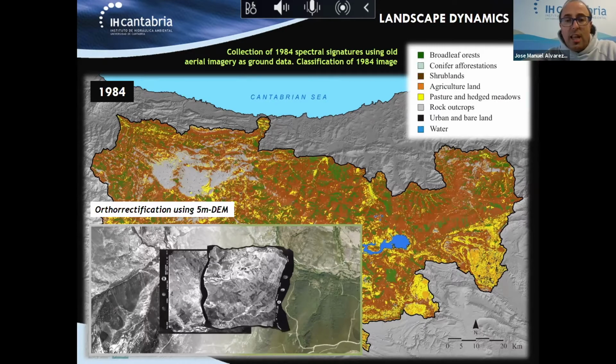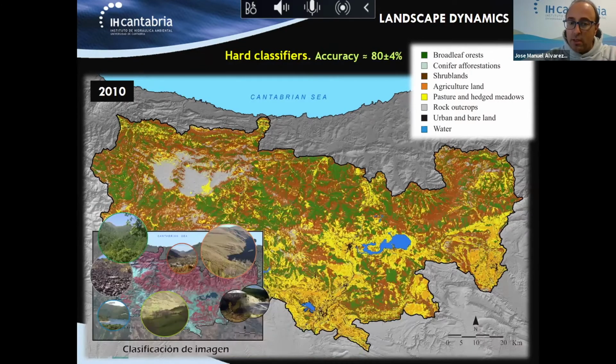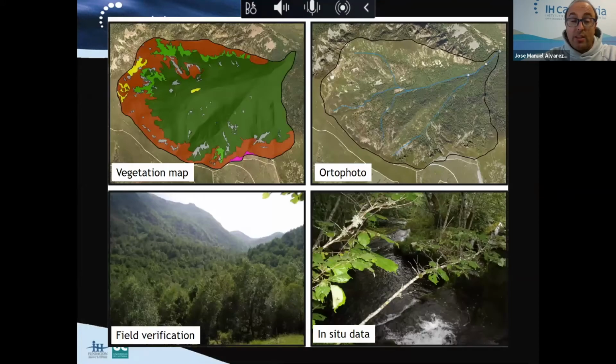For example, this is a slide of my PhD, on which I spent like half a year making orthorectification of all aerial imagery, or having, let's say, orthophotos, but for the mid 80s. With those orthophotos, I created ground information, in situ information. I applied supervised classification. I made a lot of things for having this kind of maps that change in time, land cover. So we can create our own products.